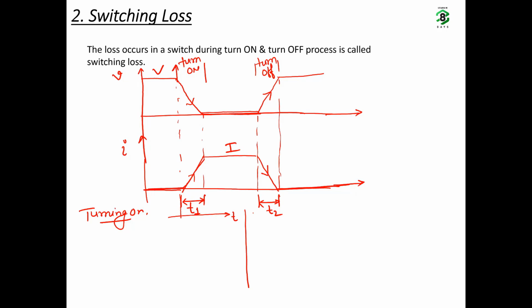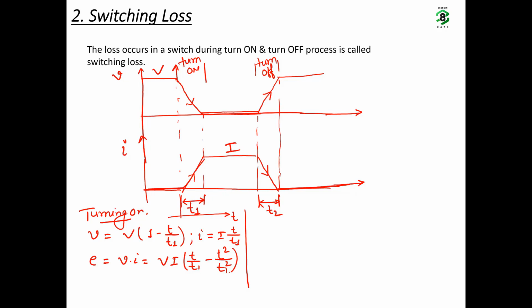This is T. We will write the voltage equation. V is equal to V1 minus T by T1, and current I is equal to I T by T1. So what is the energy? E is equal to V into I, that is Vi times T by T1 minus T square by T1 square.